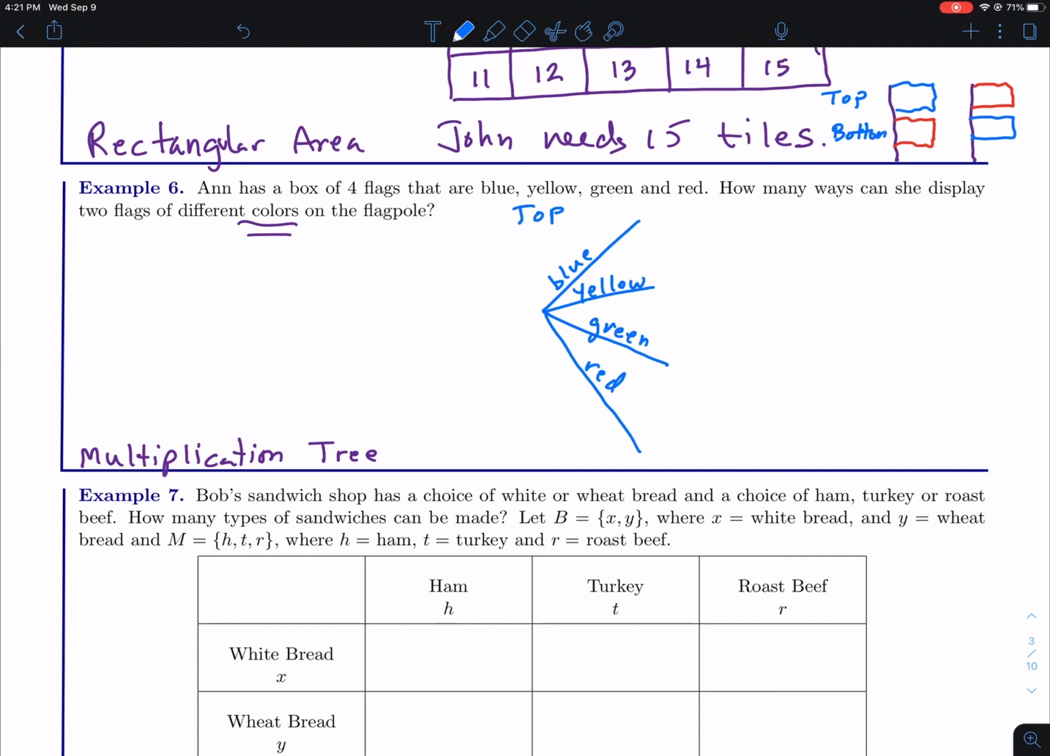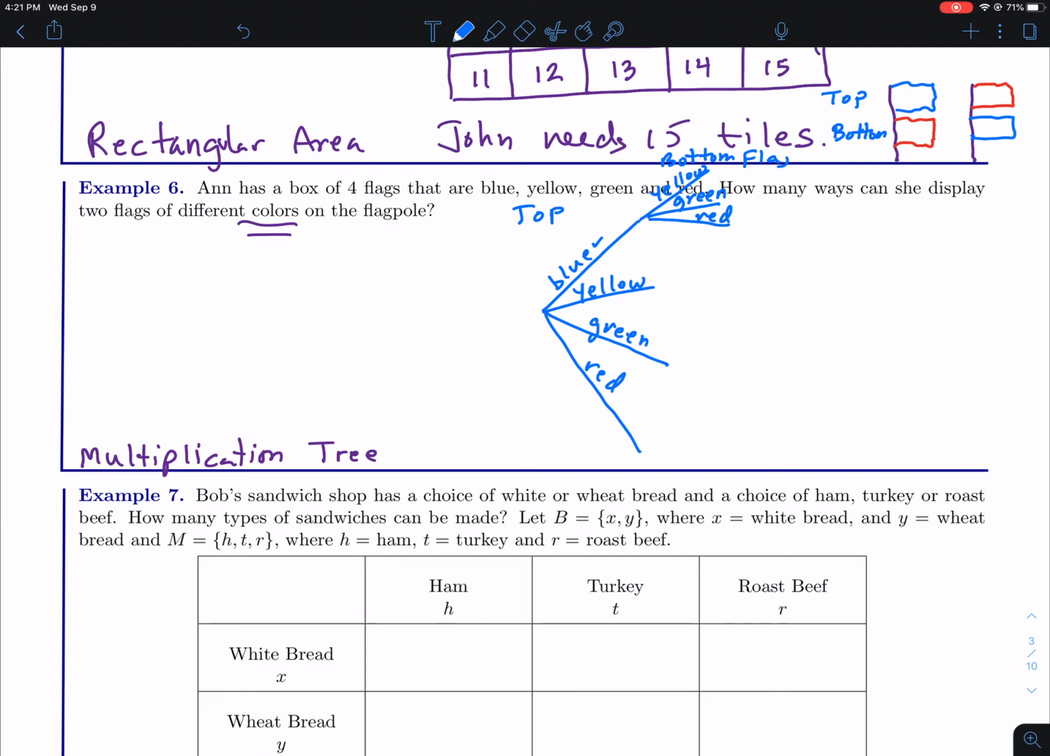And then from there, my next set of branches is going to be the bottom flag. I knew I was going to run out of room. And so the idea is, one of the flags has already been chosen on this branch. For example, for this one, blue's already been chosen. So I don't need 4 branches off of here because I'm not allowed to reuse blue. That means I only need 3 branches off of this side: 1 for yellow, 1 for green, and 1 for red.